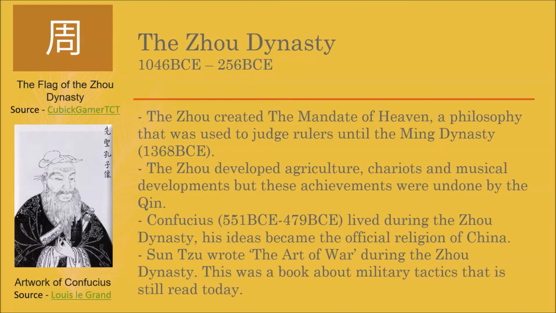The Zhou developed agriculture, chariots, and musical developments, but these achievements were undone by the Qin Dynasty. Confucius, the famous philosopher, lived during the Zhou Dynasty, and his ideas became the official religion and belief system of China. During this time, Sun Tzu also wrote The Art of War. This book was about military tactics and is still read today, especially by people in business and commerce.